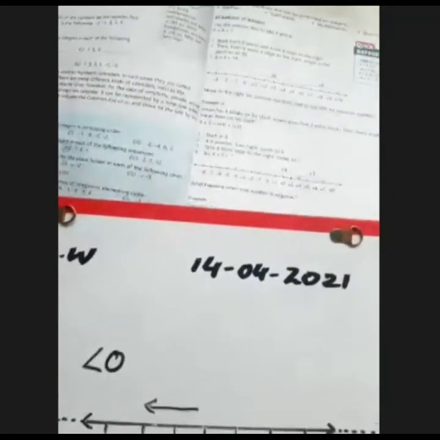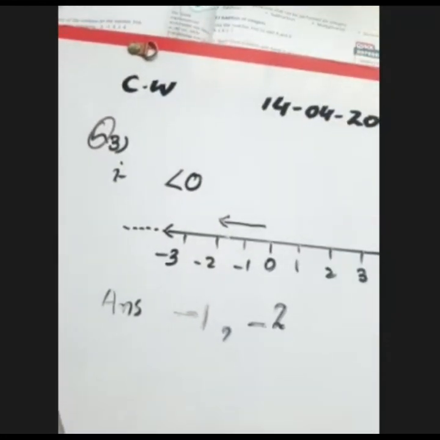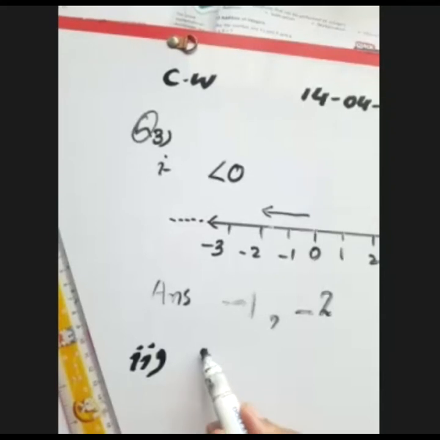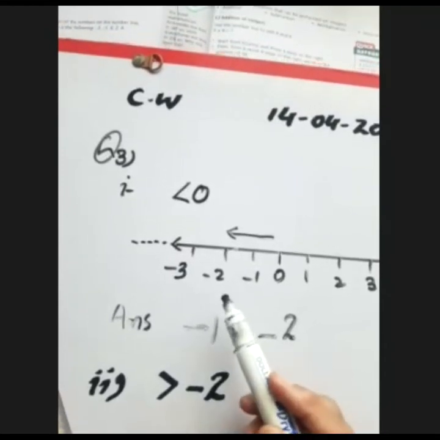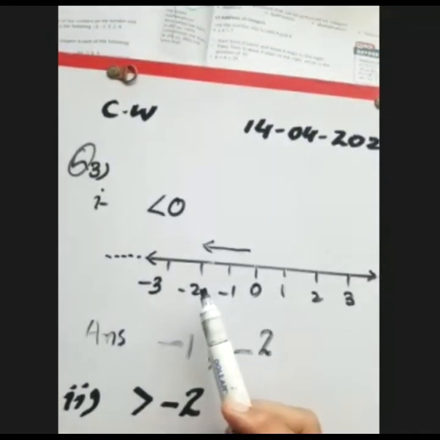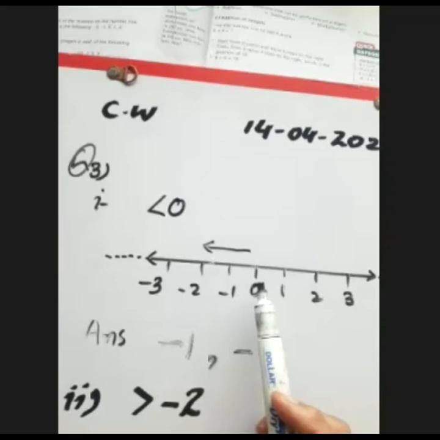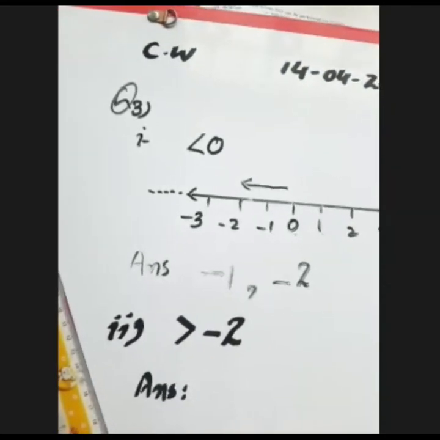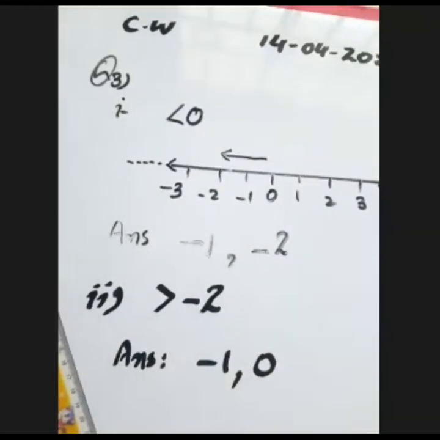The second part: you have to mention two integers which are greater than -2. On the number line, the numbers which are greater than -2 are towards the right hand side. Mention these two integers, both greater than -2. In the answer you will say greater than -2, two integers are -1 and 0. This is the answer for the second part.